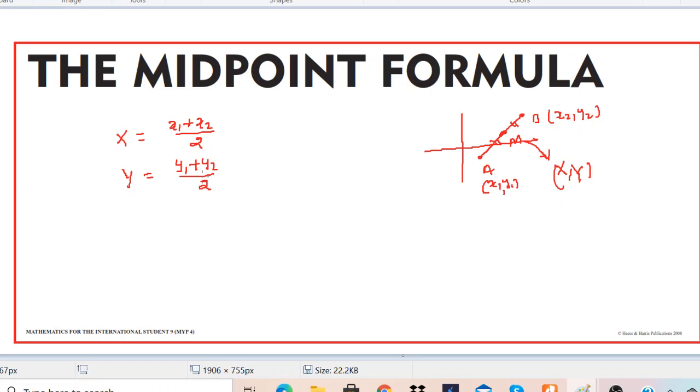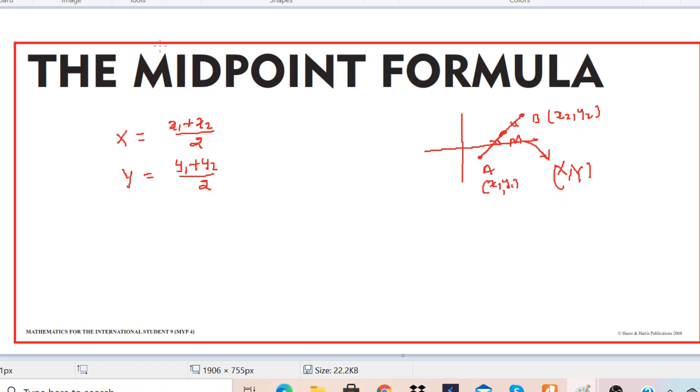So to find the x coordinate of the midpoint, you simply add the x coordinates of both the given points and then divide by 2. Similarly, to find the y coordinate of the midpoint of any given line segment, add their y coordinates and then divide by 2.